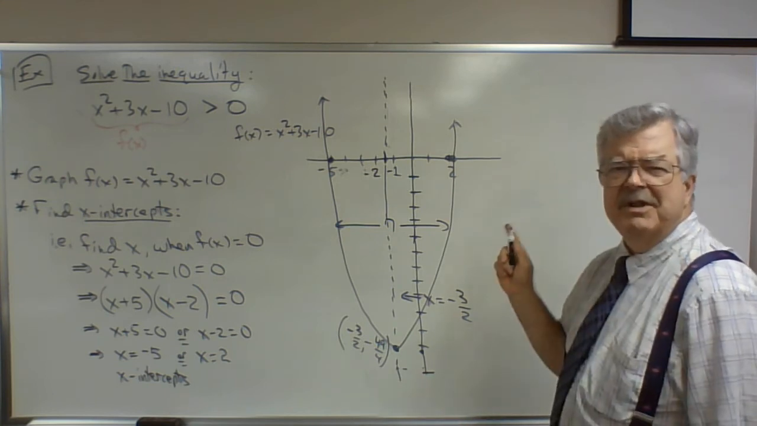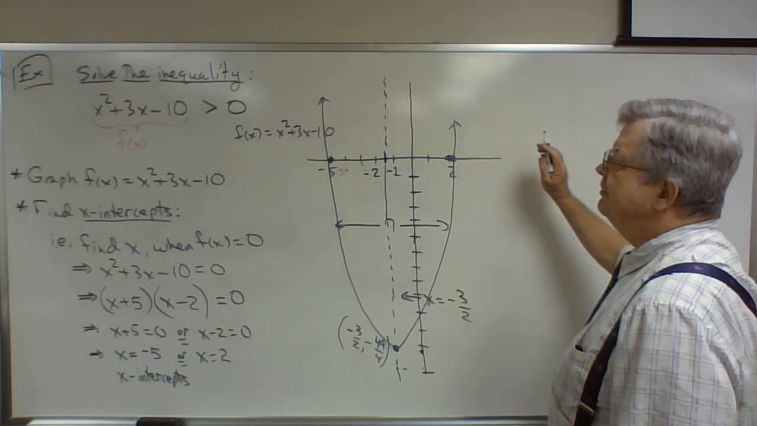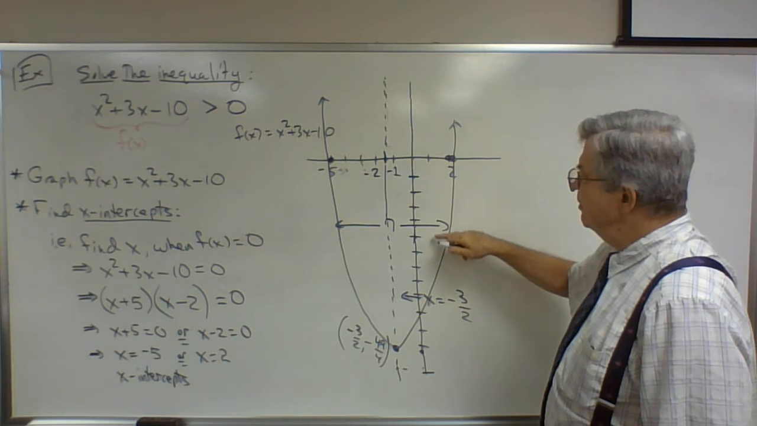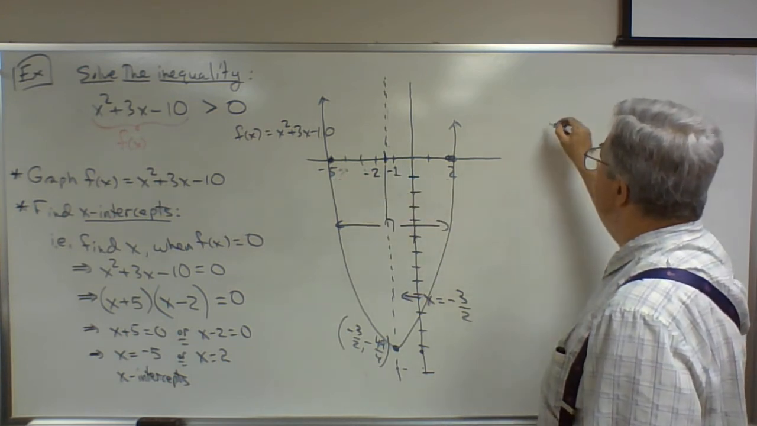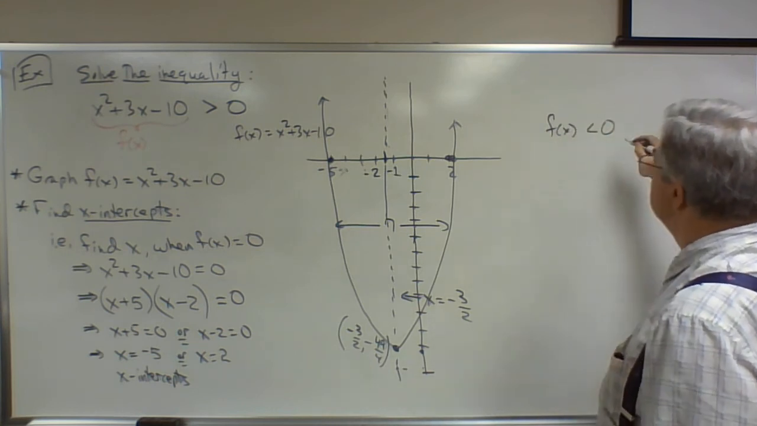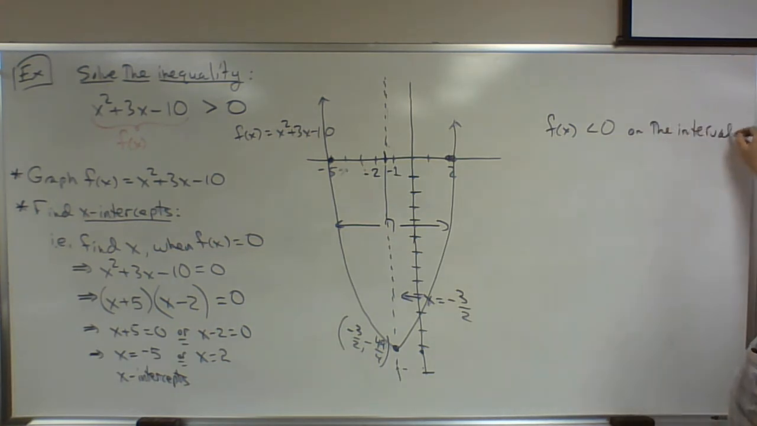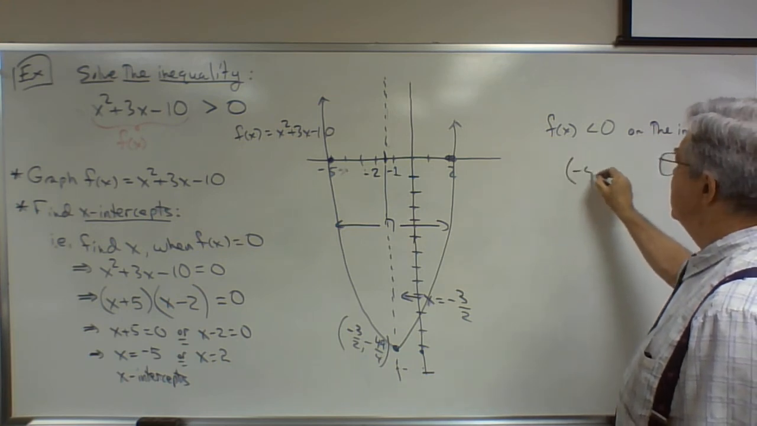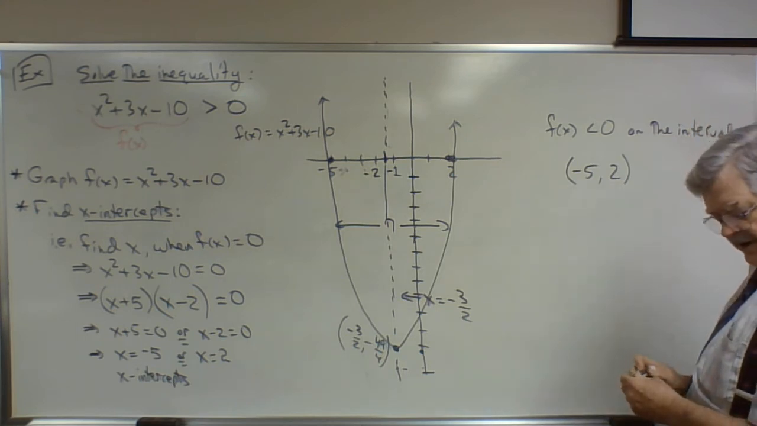And you know what? I'm going to redo this because I don't like the way they do it in the book. But let's just finish this first of all. Notice the graph lies below the x-axis between x equal negative 5 and x equal 2. So f of x is less than 0 on the interval negative 5, positive 2. So there's our solution.